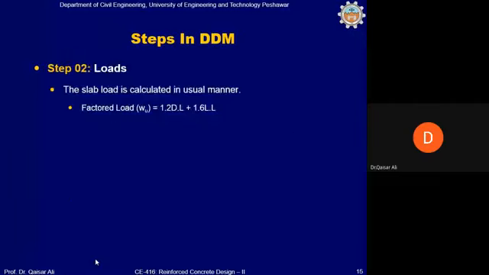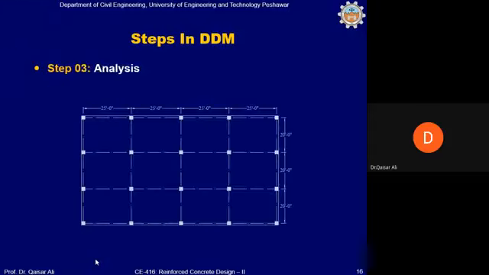Factored load can be calculated in the usual manner. You know how to calculate this. Next is the analysis, and basically in the DDM, it is a new step for you in the design. Once the analysis is done, then the design for slab will be done in the usual manner. So you should pay attention to this step number 3, which is the main step of this lecture, the DDM method.